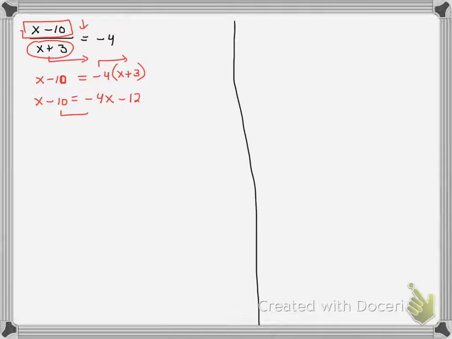Now take my number to the right. I could do this in one step if you want. To take the number to the right, I'm going to add 10. So negative 12 plus 10 is negative 2. To take my variable to the left, I'm going to add 4x to the original x on the left side. So I would have 5x equals negative 2. Divide, and you'll get x equals negative 2/5.